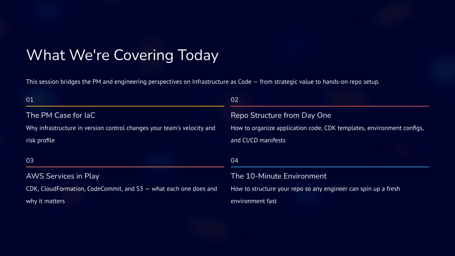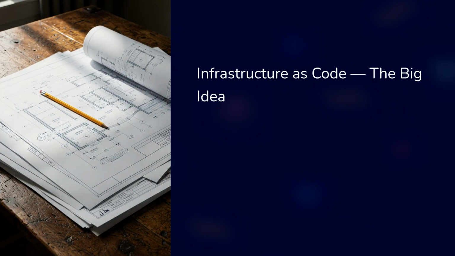In this video, we'll bridge the product management and engineering perspectives on infrastructure as code, moving from strategic value to hands-on repository setup. We'll cover the business case for IAC, proper repo structure, key AWS services, and how to create a fast, fresh environment. Infrastructure as code, or IAC, means your cloud environment is defined in files.